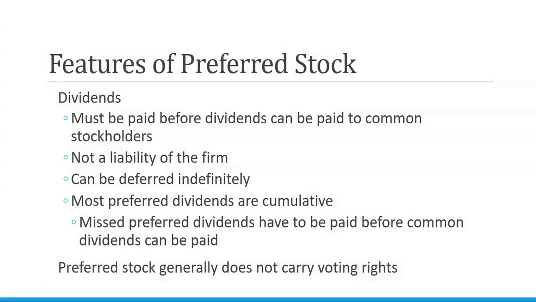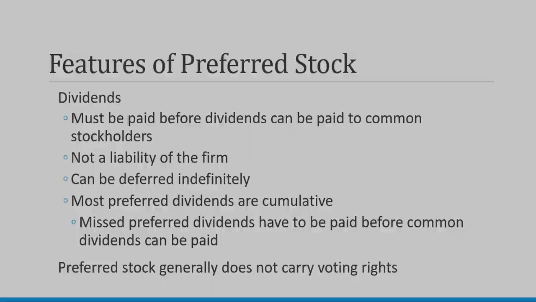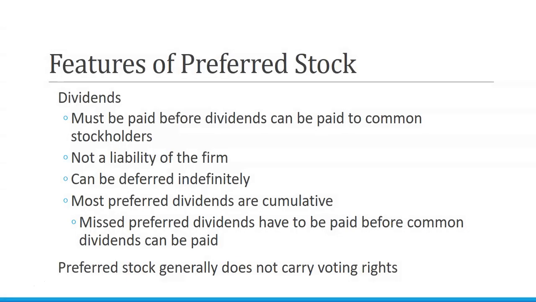Features of preferred stock are that the dividends must be paid before dividends can be paid to common stockholders. Preferred stock has stated dividends. They are not a liability of the firm, and they can be deferred indefinitely. If preferred dividends are deferred, then any time that a company declares dividends in the future, they have to pay the preferred stock dividends before they can pay any to common shareholders.